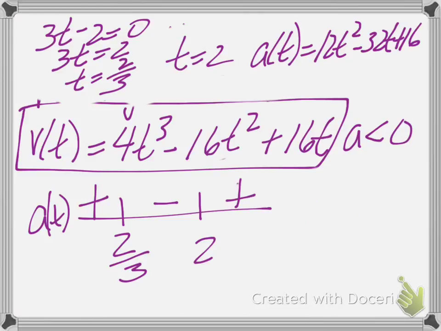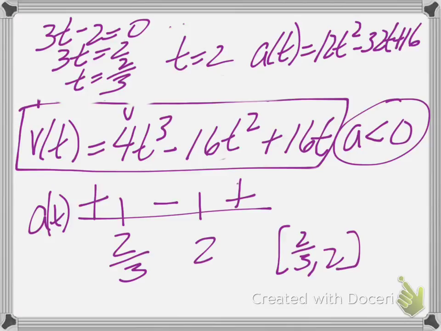Okay, so our goal was to find out when is a less than 0. So a will be less than 0 from 2/3 to 2. And if you look at all the choices, that's going to be choice A.